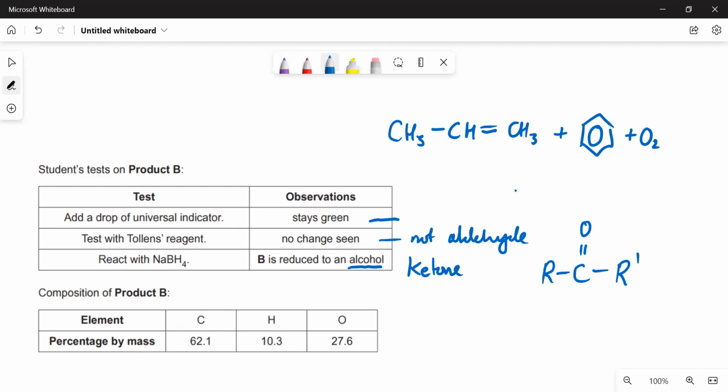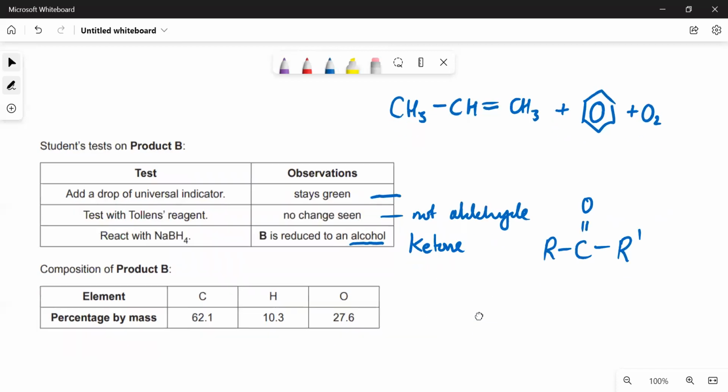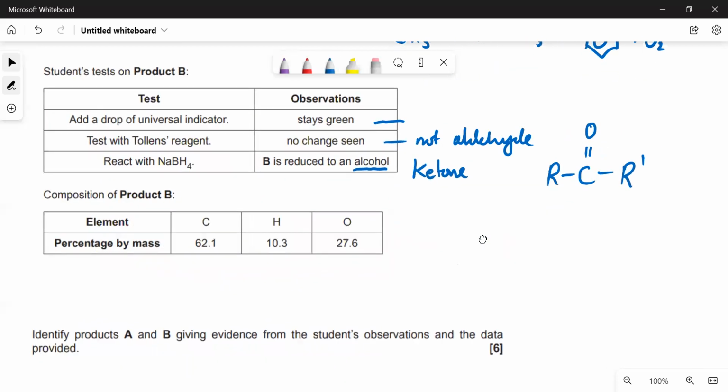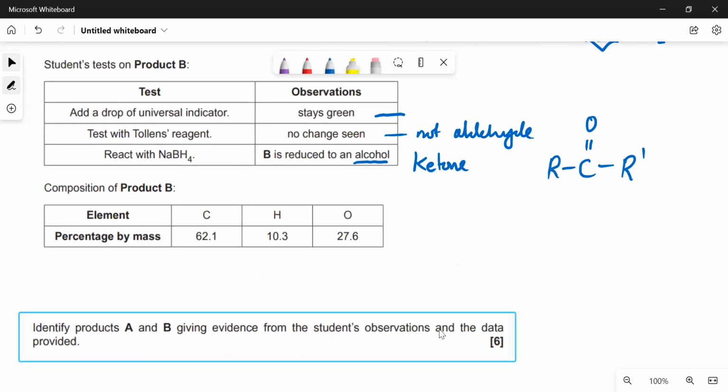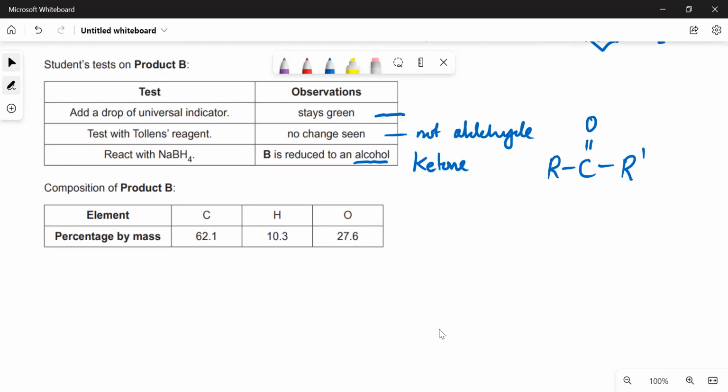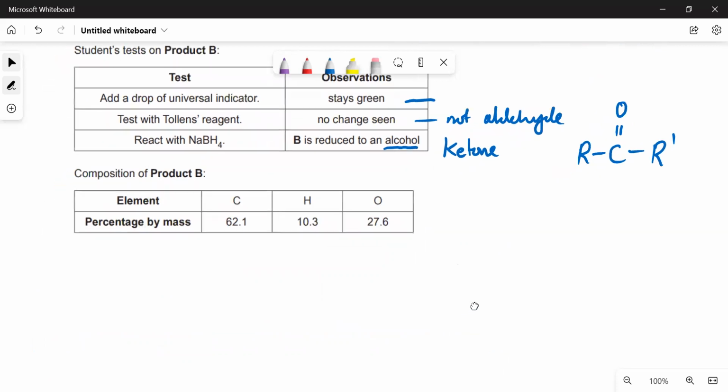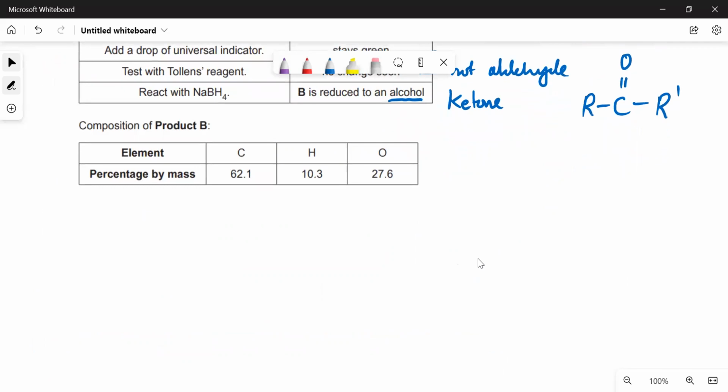Right, we don't know which ketone, but they give us the percentage by mass here. So let's work that out. I'm going to get rid of that, give myself a bit of space because we'll be answering that question. Let's do this then. So in 100 grams, we're going to have 62.1 grams of carbon, 10.3 grams of hydrogen, 27.6 grams of oxygen. So let's do the moles then. I'm going to divide by the Ar.